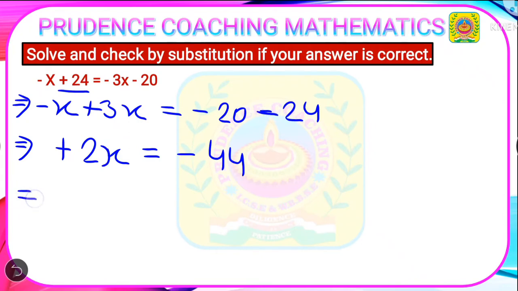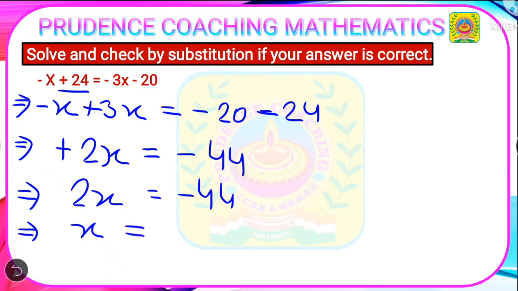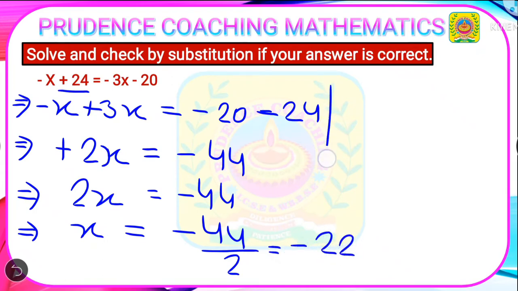So now we need to solve this one. Here we have only one term, so we have 2x equals to minus 44. Now we need to solve for x, so we will take the coefficient 2 to the right hand side, so it will become minus 44 divided by 2. So your answer will be minus 22. I think you all have got this answer, that is minus 22, which is the value of x.